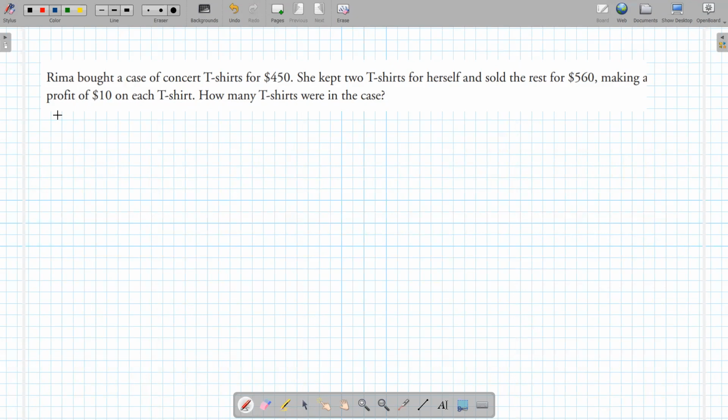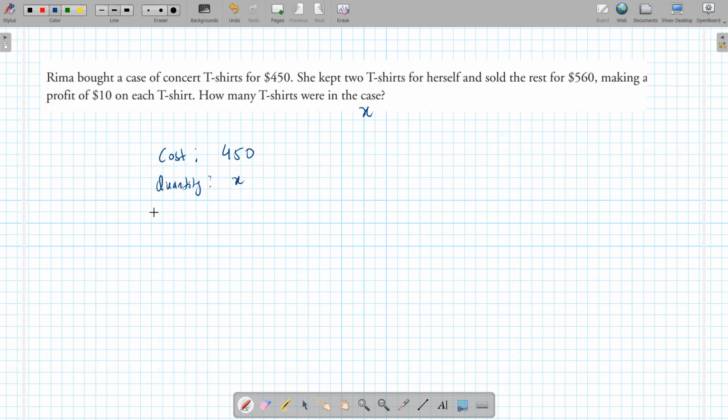The amount of t-shirts. So x is the number of t-shirts that she had. Okay, let's say this is her cost. So it cost her $450, right? To purchase x t-shirts.